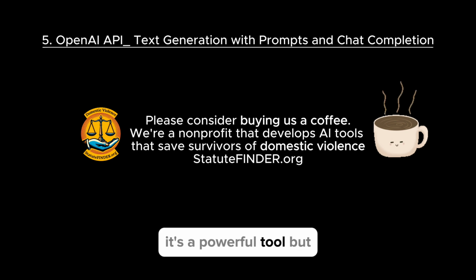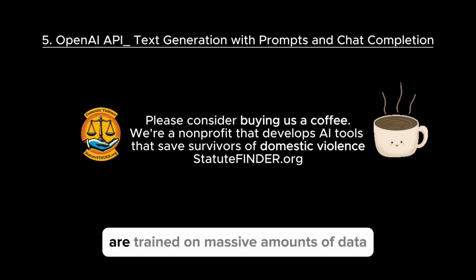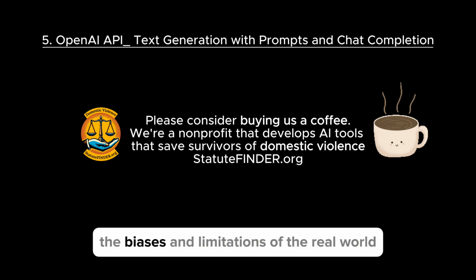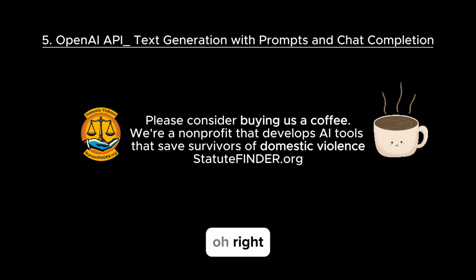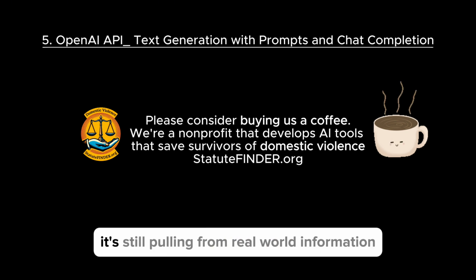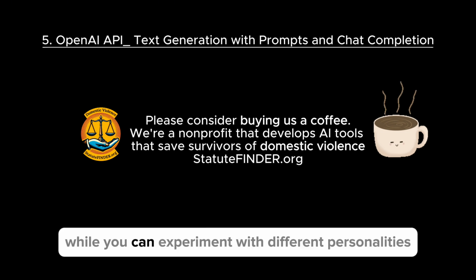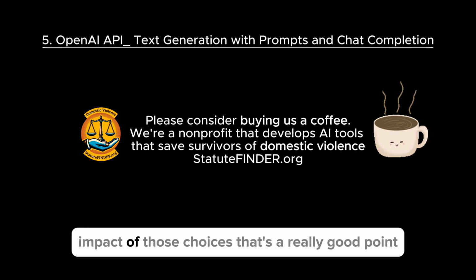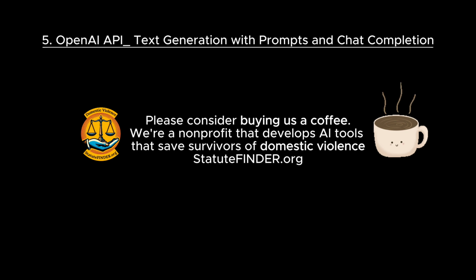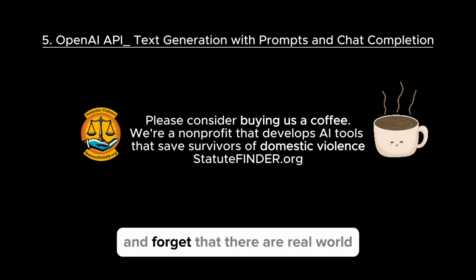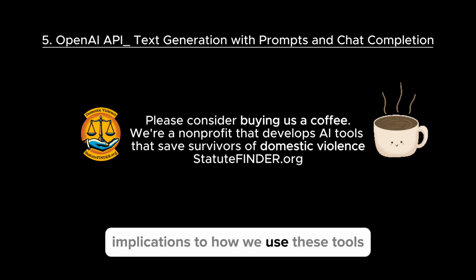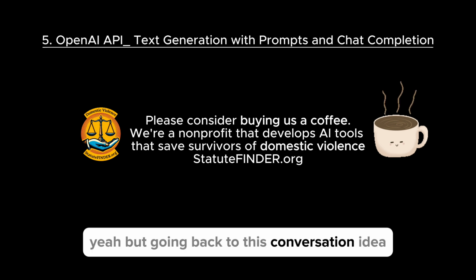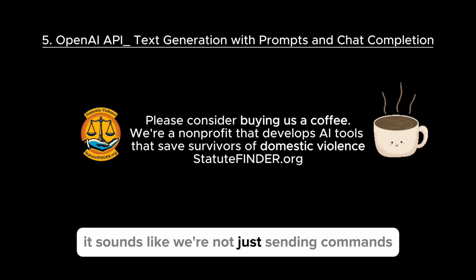It's a powerful tool, but you have to remember that these models are trained on massive amounts of data, and that data reflects the biases and limitations of the real world. Oh, right. So even though it's AI, it's still pulling from real-world information. Exactly. So while you can experiment with different personalities, it's important to be mindful of the potential impact of those choices. That's a really good point. It's easy to get caught up in the coolness factor and forget that there are real-world implications to how we use these tools.